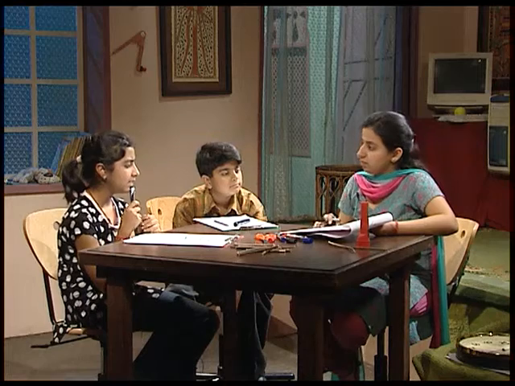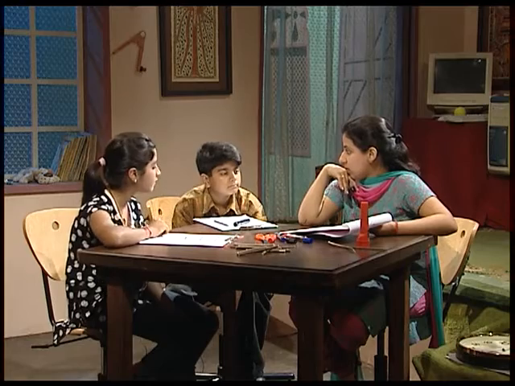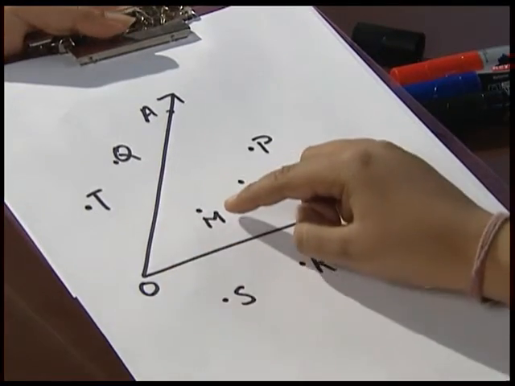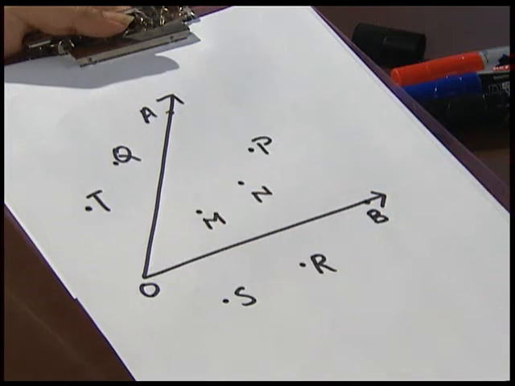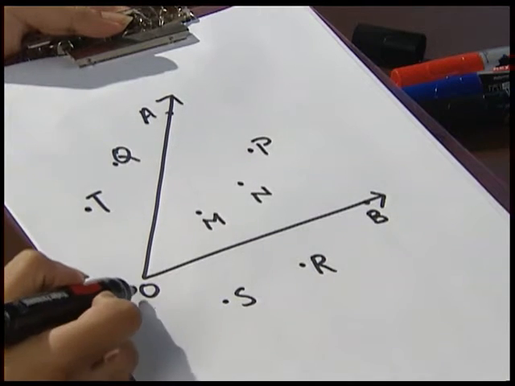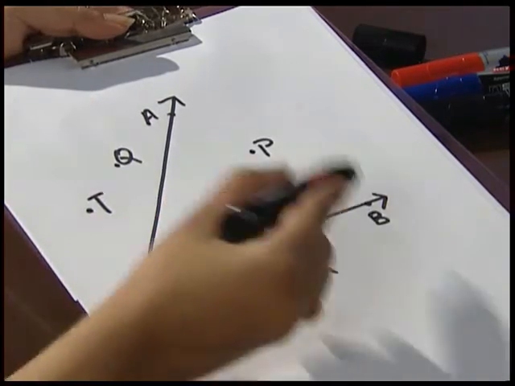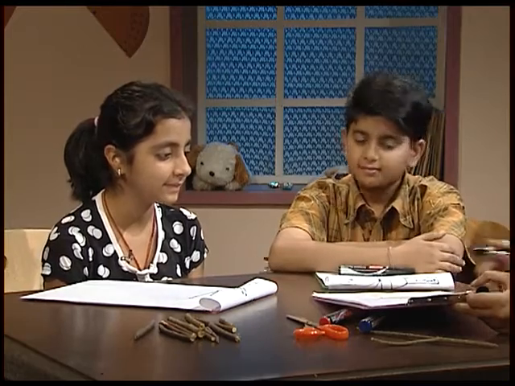Okay. But Didi, where is the point O in the angle? Good question. Very good question, Bhavya. Rahul, would you like to answer her question? Yes, Didi. The point O is neither in the interior nor in the exterior. So, it should be on the angle. Excellent. So, Bhavya, point O is on the angle A, O, B. Bhavya, you got the answer? Yes, Didi. It is on the angle.